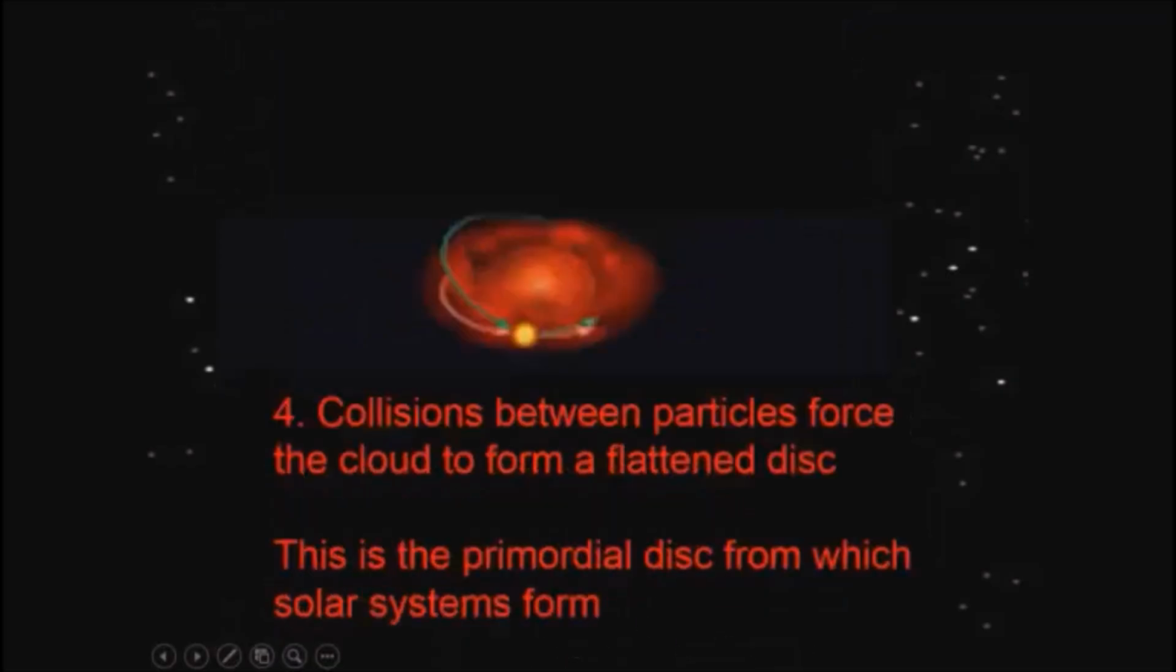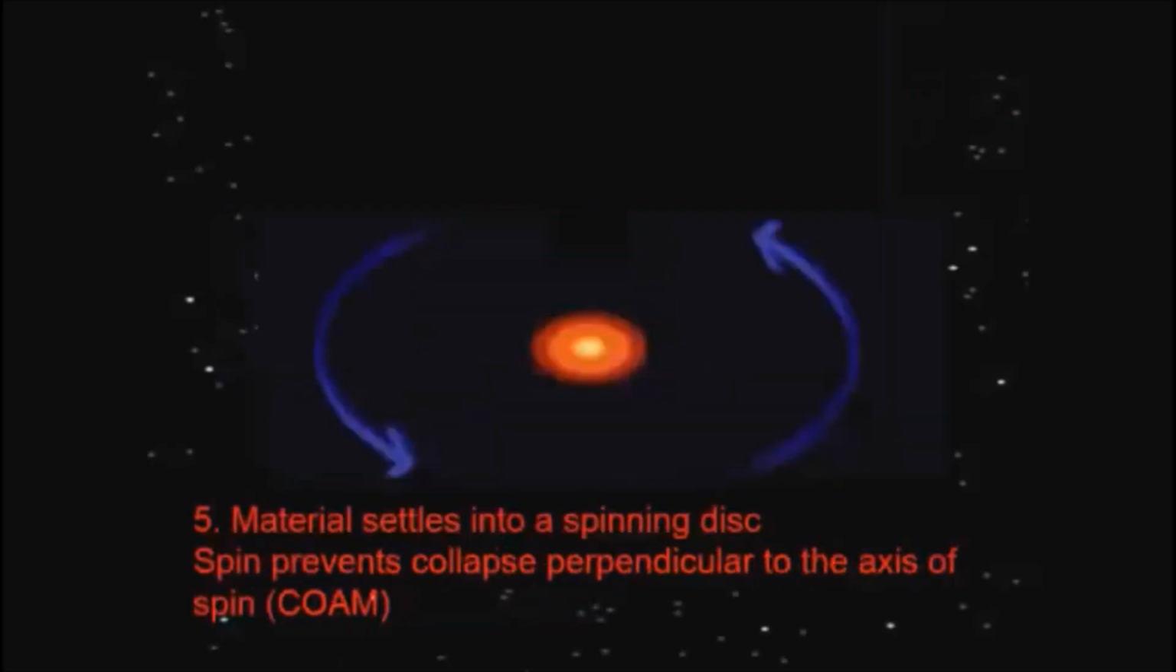The next phase, you have collisions between the particles that are in orbit, and they start to form a disk. The collisions force the cloud to flatten out into a disk, and this is the beginning of the disk from which our solar system is going to form. So the material settles into a spinning disk, and that spin prevents the whole thing collapsing in on itself. This COAM here is conservation of angular momentum, and the whole system keeps spinning.